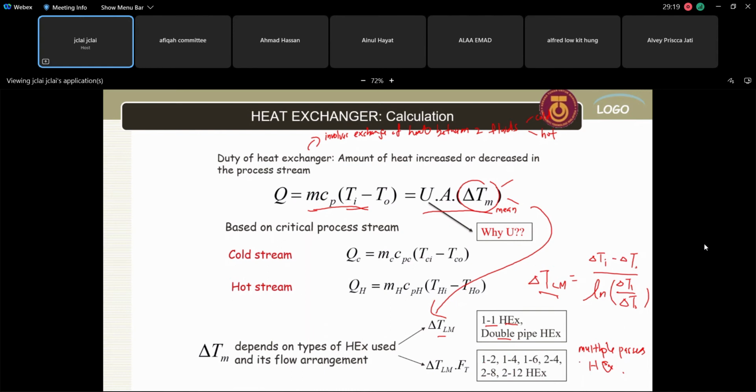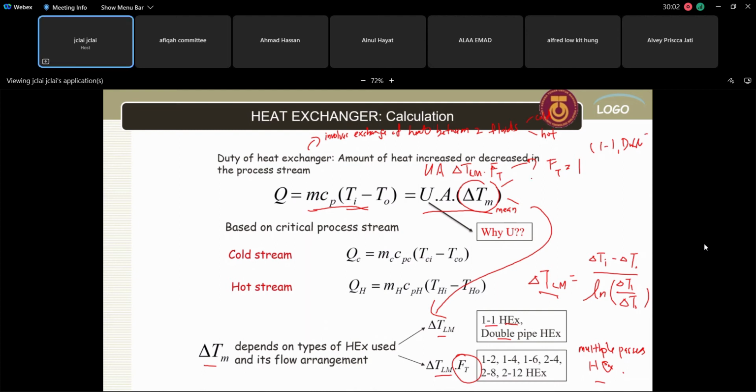Now for a multiple pass heat exchanger, you need to do a correction. You need to add a correction factor when you determine delta T mean, right? So basically it is Q = UA delta T log mean times FT, right? For the case of a 1-1 heat exchanger and a double pipe heat exchanger, FT equals 1. This is for the 1-1 type and double pipe heat exchanger. FT equals 1.